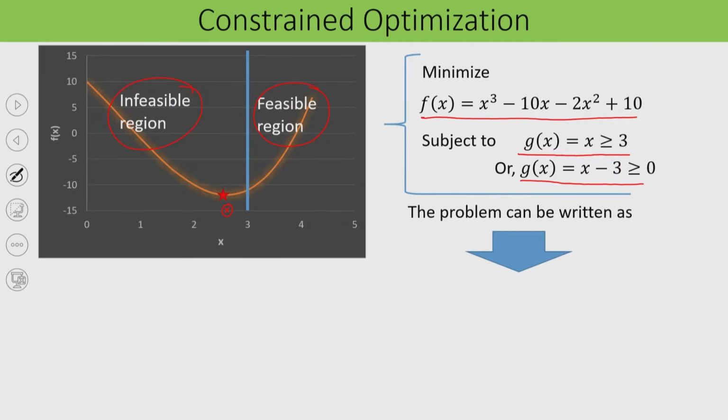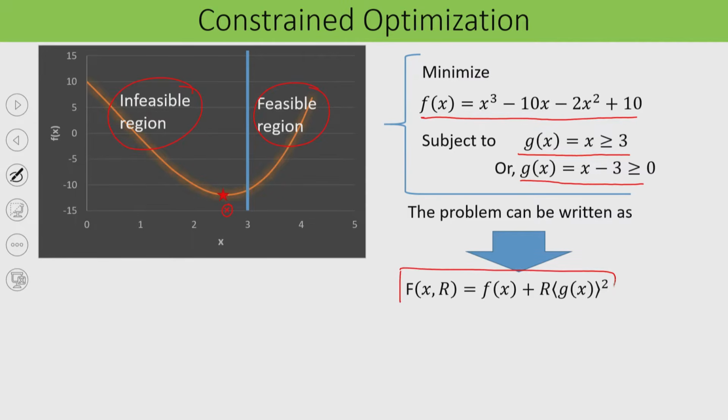Now, let us try to solve this problem. The idea is that you convert this problem to an unconstrained problem. This is a constrained optimization problem, it has an objective function and it has a constraint, and our basic idea is to convert this problem to an unconstrained optimization problem. So, this is the conversion here.